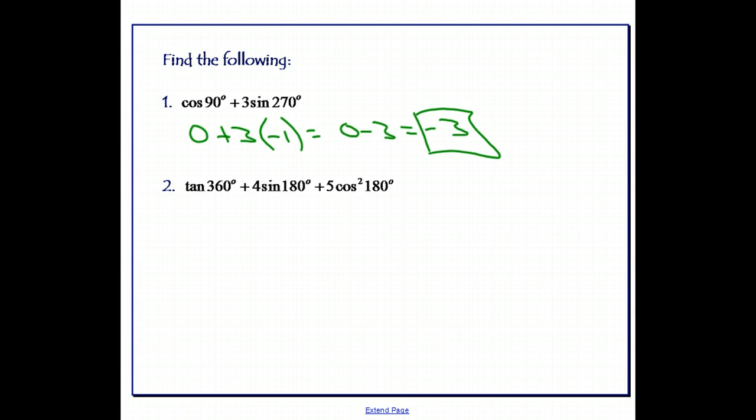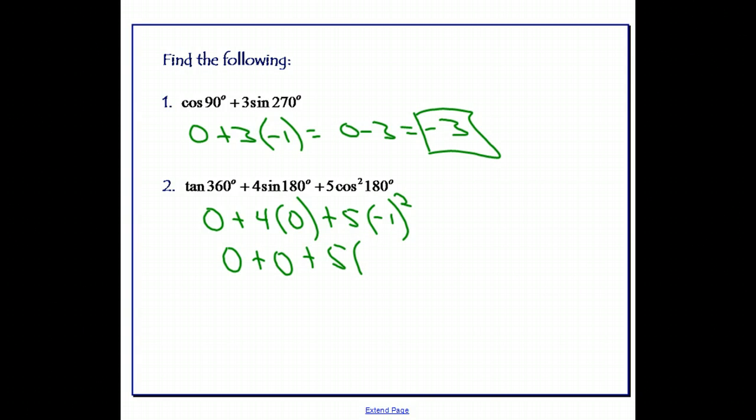Again, we're trying to do these without a calculator. What's the tangent of 360? It's 0. What's the sine of 180? It's 0. What's the cosine squared? How do we do this? We're going to look up the cosine of 180, which is -1. And then the squared goes in that answer. And so finally we get something to work with. Here's a 0, here's a 0, here's 5. -1 squared is a +1, so 5 times 1 is 5.